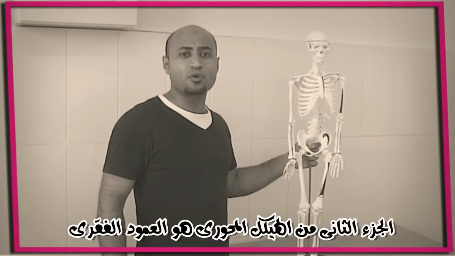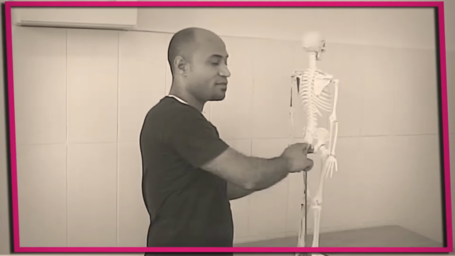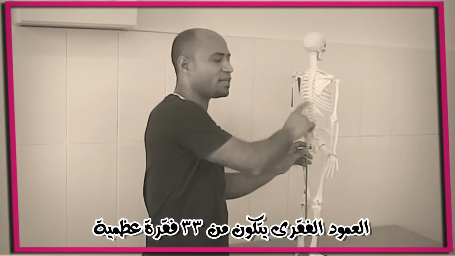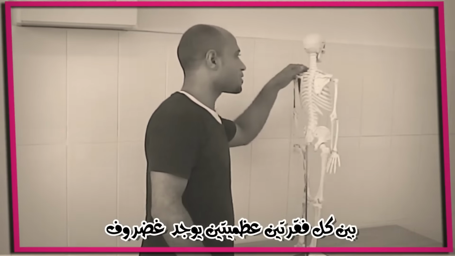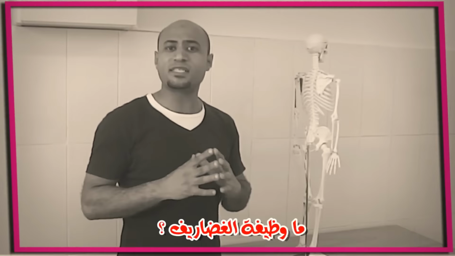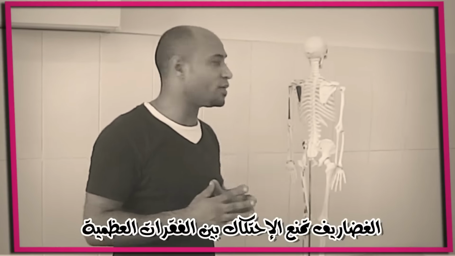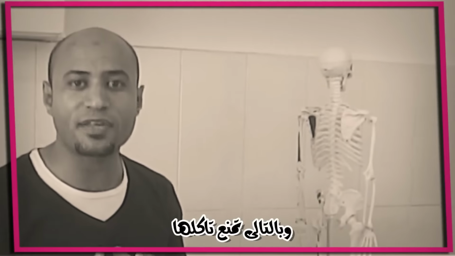The second part of the axial skeleton is the backbone. The backbone contains 33 vertebrae. 33 vertebrae. Between each two vertebrae there is a cartilage. What is the function of the cartilage? The cartilage prevents the friction between each two vertebrae, hence prevents their corrosion.